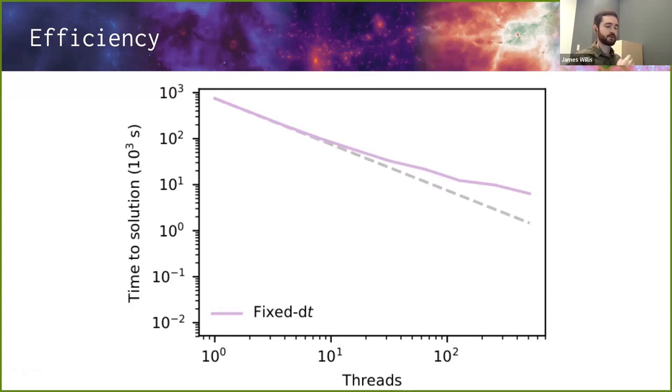And you can see it's overkill for the particles in the sparse regions, because not much is happening in the same time interval when you compare it to the dense regions, where they're moving at higher velocities and forces are stronger on them. This is the time to solution. And this dashed line is the ideal case if we had 100% parallel efficiency. So as we move up the number of threads, the time to solution goes down, obviously, but we move away from this ideal parallel efficiency line.